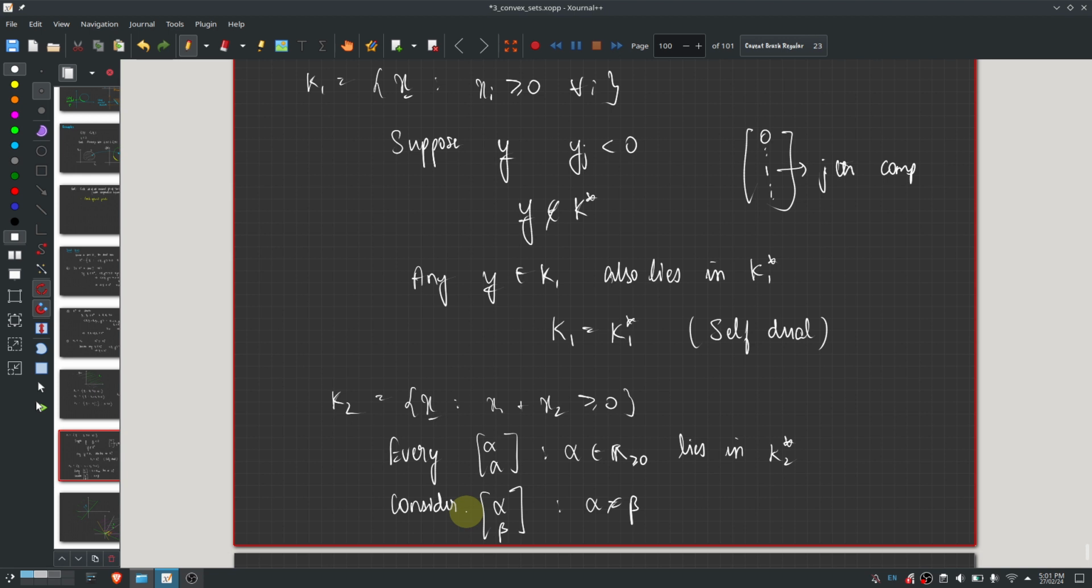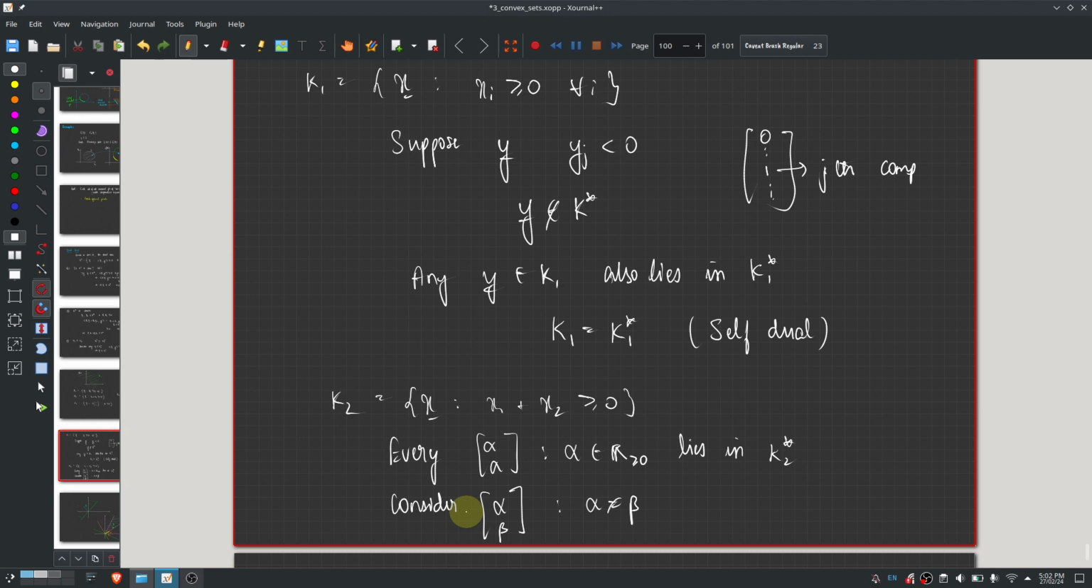Okay, can you give me an example? For a fixed (alpha, beta), I give you some (alpha, beta). Let's assume that both alpha and beta are greater than or equal to 0 for simplicity. Okay, but alpha is not equal to beta. Can you find a vector in K2 which has negative inner product with (alpha, beta)? Uh, (1, minus 1). Are you sure that will always work? You're close, right? (1, minus 1) belongs to K2, yes.